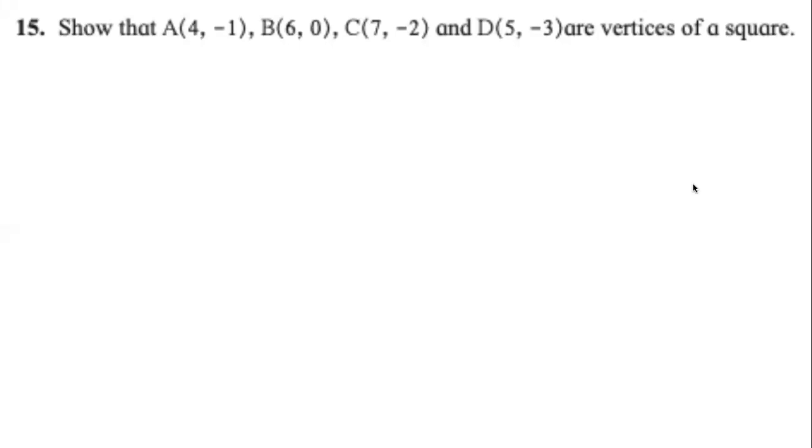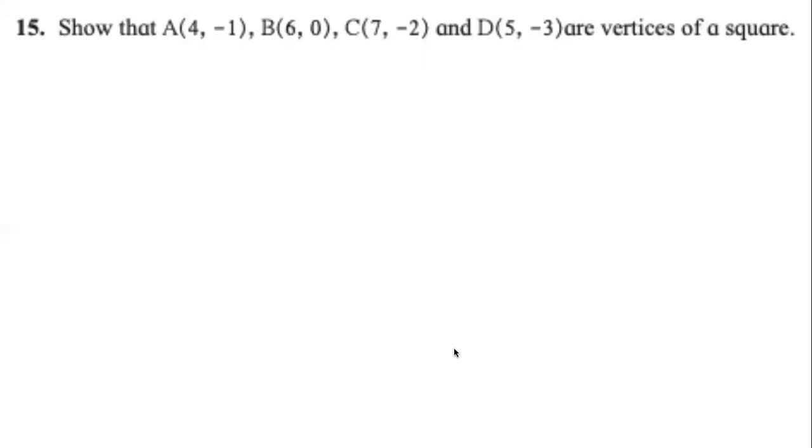Four vertices are given, A, B, C, and D, and we have to show that they are vertices of a square. This is exactly the same as example number 4 on page number 105 or 104. A square is a special type of quadrilateral. It's a parallelogram, a perfect parallelogram. All the 4 sides are congruent to each other. The diagonals are also congruent to each other. The diagonals are perpendicular bisectors of each other. All those things are there.